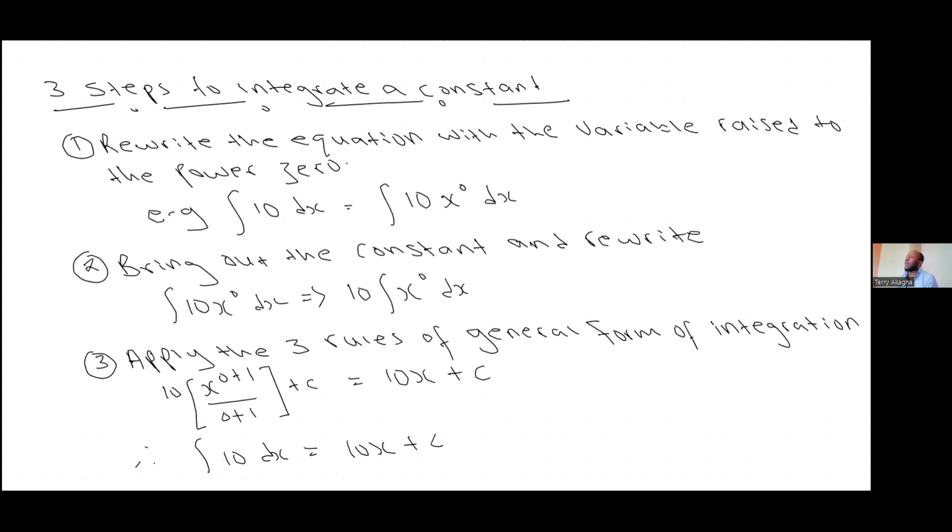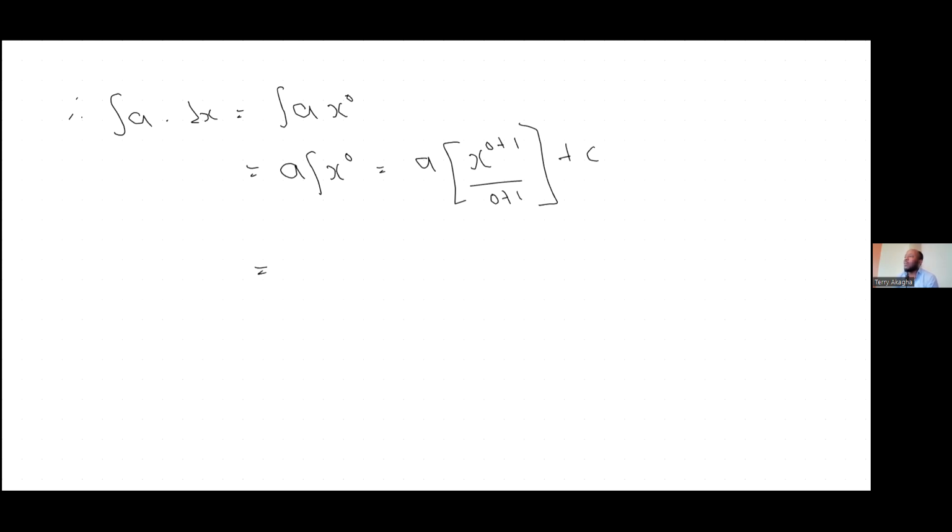So with that, we can also play around with the general form. When we are integrating a with respect to dx, we are integrating a x to the power 0. Then you bring out the a, so it's a integral of x to the power 0, and that will give us a into brackets x to the power 0 plus 1 divided by 0 plus 1, plus c. That will give us ax, because 0 plus 1 gives us 1, plus c. Are you seeing it? So when you integrate a with respect to dx, it is going to give us ax plus c.